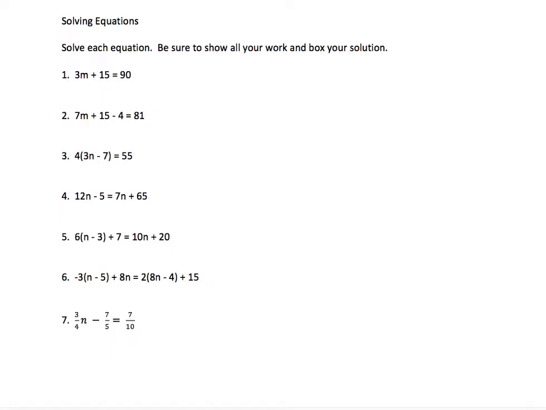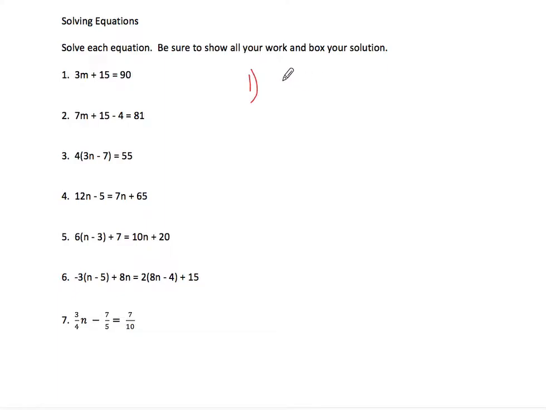Hey, boys and girls. So today what I want to do is just work on solving equations. So these 7 questions are going to be your homework, your work. I just want to quickly show you some examples like these that you can use as a guide. So let's do 4 problems together.